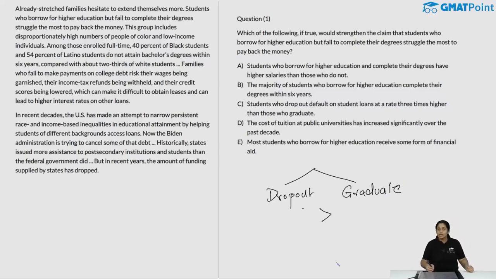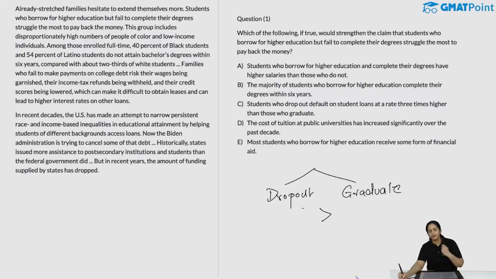Anything which essentially supports this or shows a distinction in the ability to pay back, or the difficulty faced by one group versus the other, would help our cause. So let's take a look at the options. Students who borrow for higher education and complete their degrees have higher salaries than those who do not.